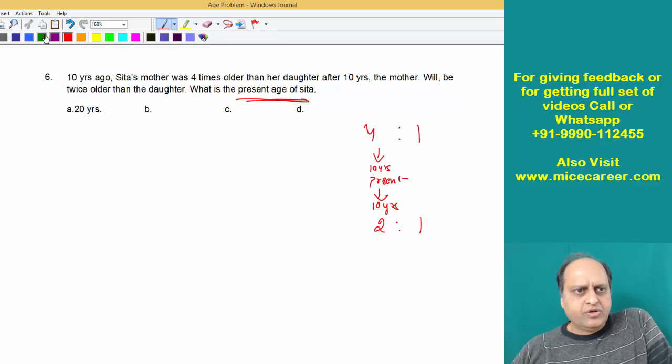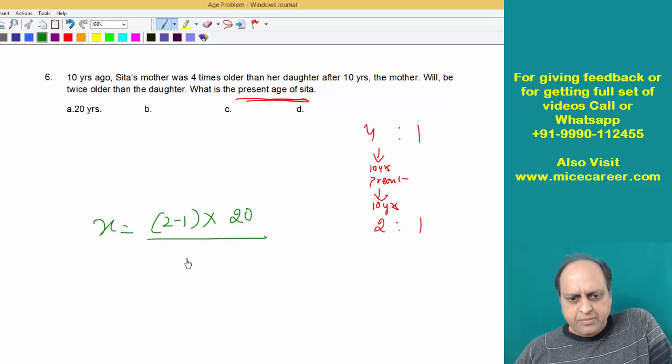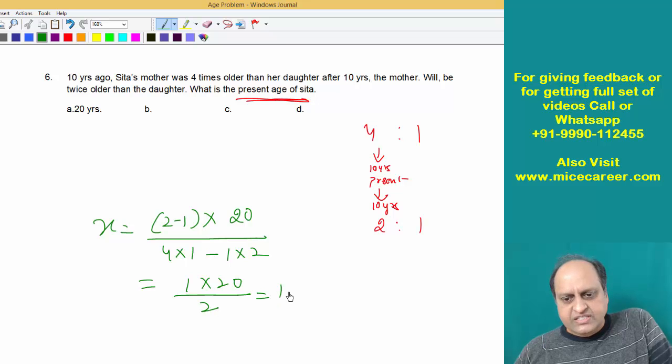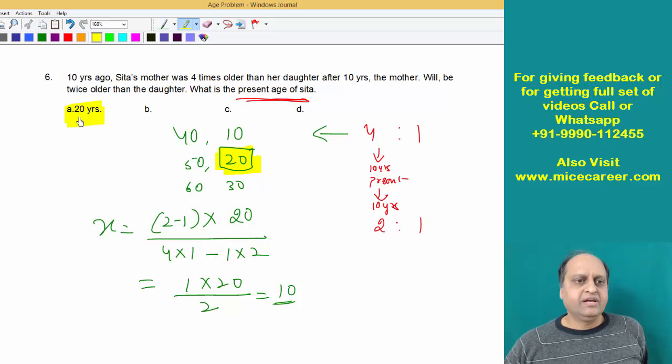Your daughter's age you need to know. Straight away solve x. X is equal to, again I am writing everything, you can ignore many things. 10 plus 10 difference is 20. Cross multiply: 4 into 1 minus 1 into 2. So you get 1 into 20 over 4 minus 2, that is 2. It is 10. So multiply these figures with 10: 40 and 10. After 10 years, at present 50 and 20. Then after 10 years, in future it will be 60 and 30. So the present age of Sita, that is the daughter, is 20. Here is the answer, 20.